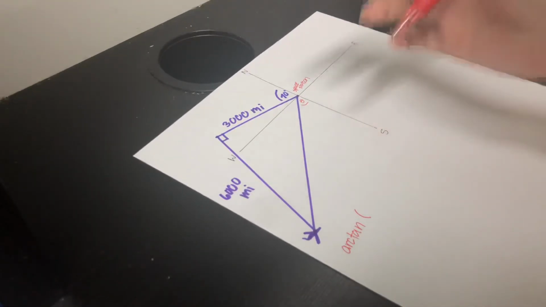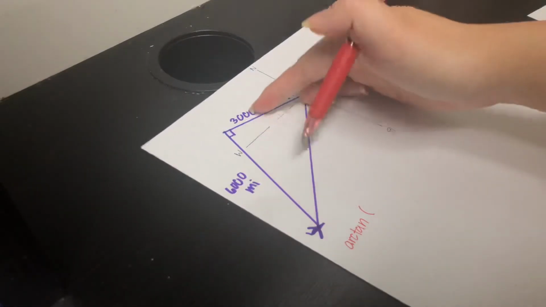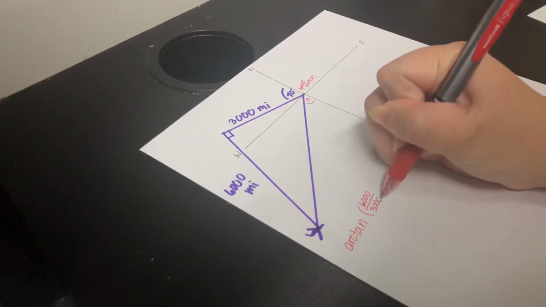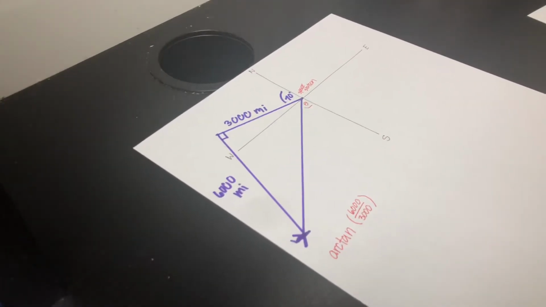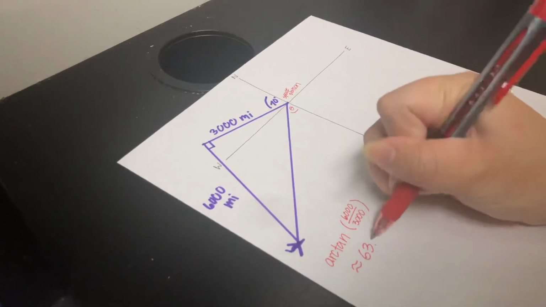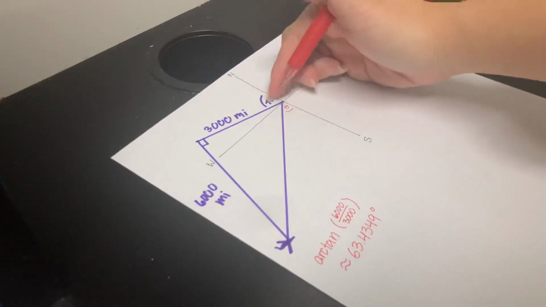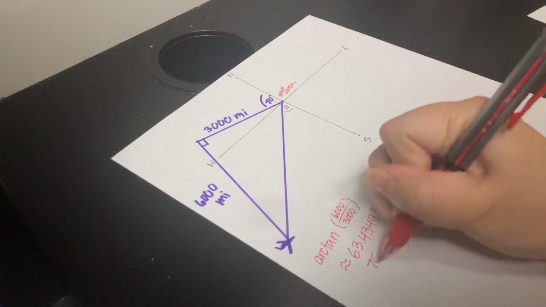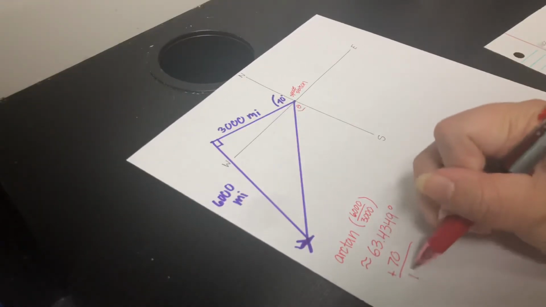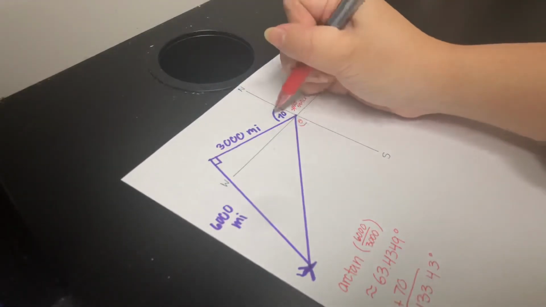of opposite over adjacent. So arctan 6,000 over 3,000. And then if we input that in the calculator in degree mode, we get roughly 63.4349 degrees. So this one plus 70 degrees would equal 133.43 degrees. And that's for this part right here.